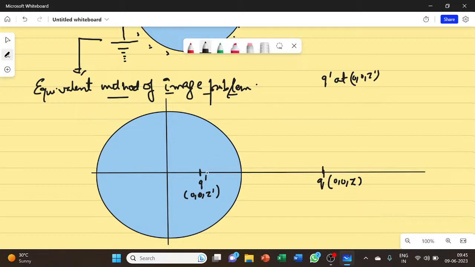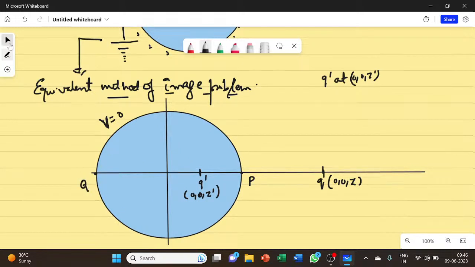This was grounded, so your potential will be 0, and this is an equipotential surface, so your potential would be maintained 0 throughout on the surface of the conductor. So let us say this is your point P, let's say this is your point Q.